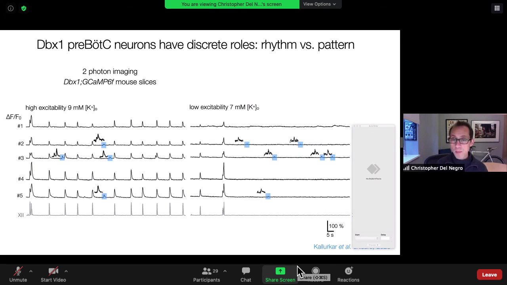So now under low excitability conditions, what we still see is that units 2, 3, and 5 are involved in bursts and burstlets, and units 1 and 4 are involved in bursts. This suggests to us that a neuron's participation in bursts versus burstlets does not depend on excitability conditions, but appears to be an intrinsic property of the neuron itself, consistent with this idea that there are two discrete classes of neurons in the pre-Bötzinger complex, some of which are rhythmogenic, and they generate burstlets, and some of which may be related to patterning and output, in which case they would only be involved in bursts.